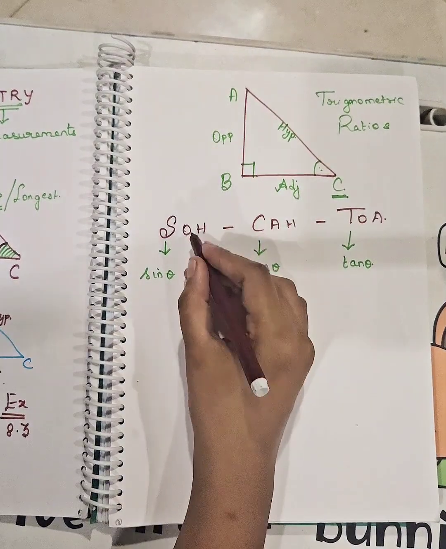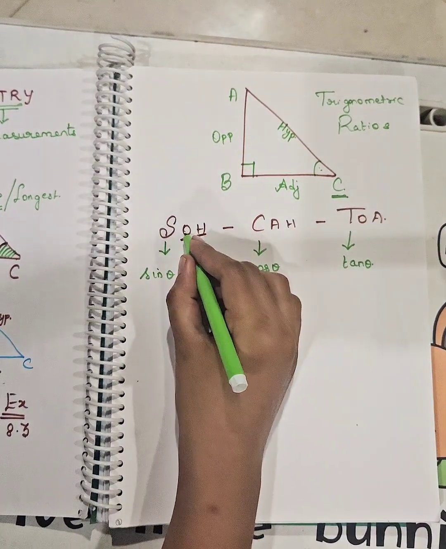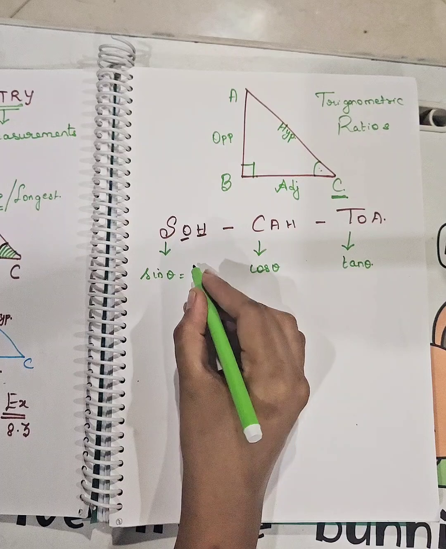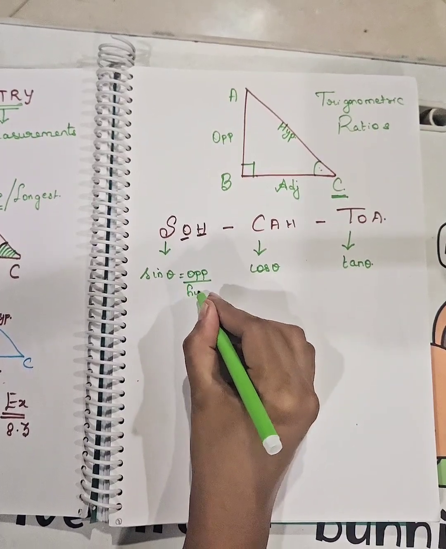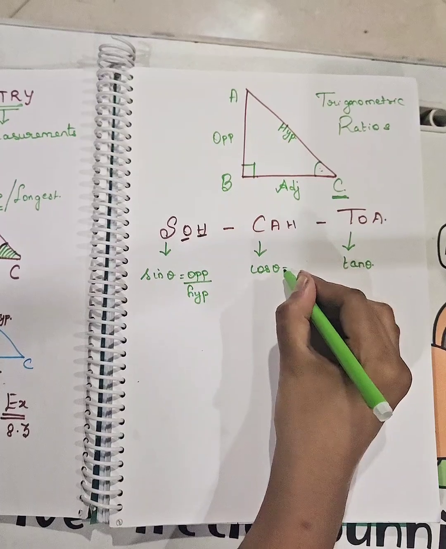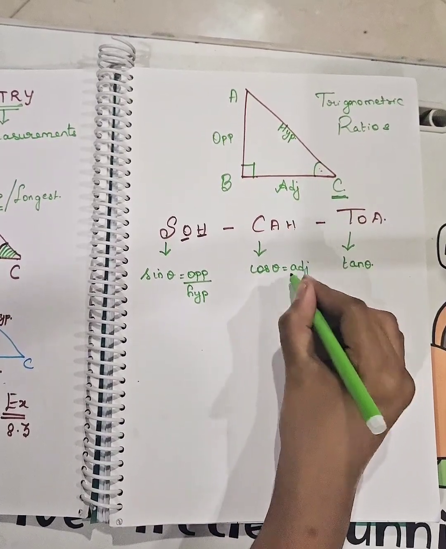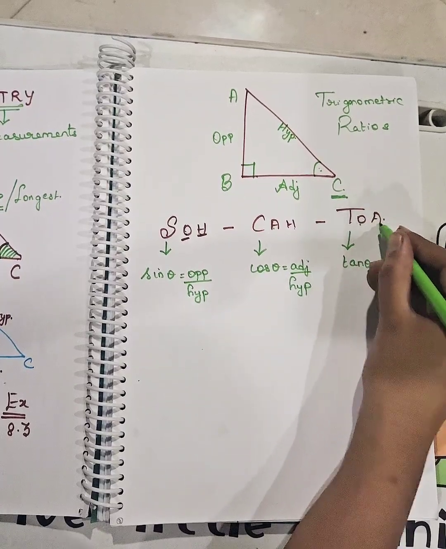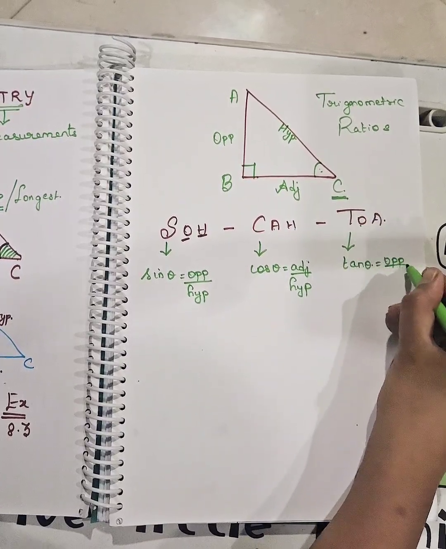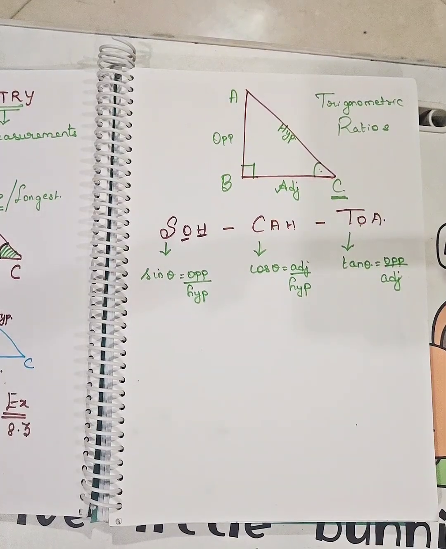Next, moving on to the sides, OH. Hope you can have a look at this, OH. So O stands for opposite side and H stands for hypotenuse. Next one, AH. A means adjacent, adjacent by hypotenuse. Next one is TOA, which is opposite and adjacent. So these are the 3 basic formulas.